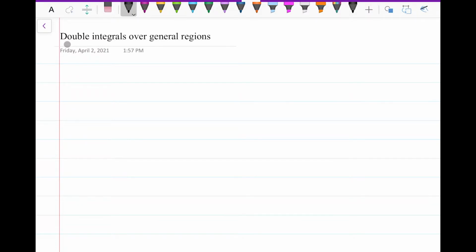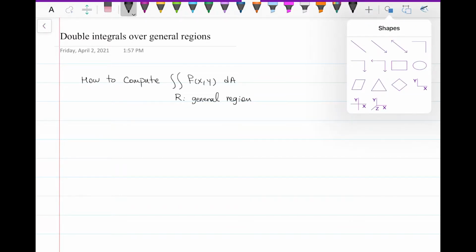This video is the first part of the lecture, double integrals over general regions. And we are going to see how to compute the double integral of a surface f of x and y dA over the region R, where R is any general region. So we have something like this.